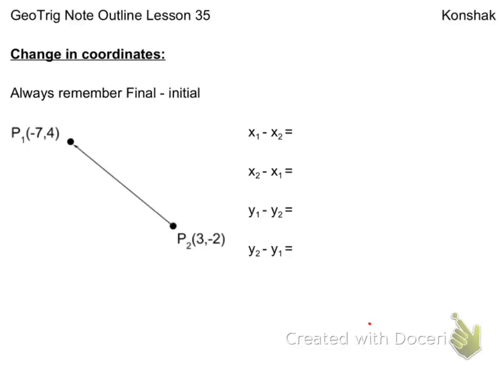Lesson 35 outlined here. We only got 3 things to talk about, and all of them are related to this whole idea of change in coordinates. If you can remember anything from this lesson, you will take from it that it's always final minus initial. And final minus initial takes on many different forms, because we could be talking about the x's or the y's, and we could be talking about from point 1 to point 2, or from point 2 to point 1.